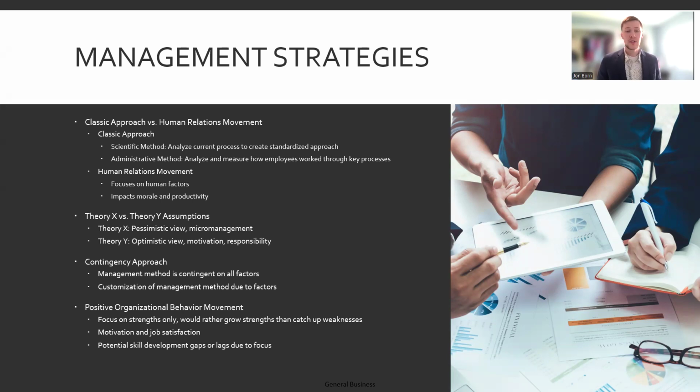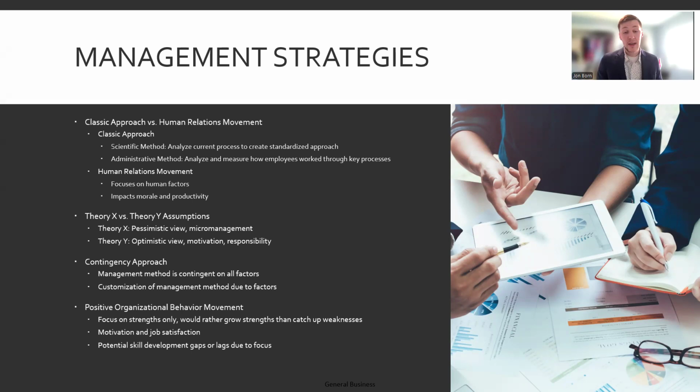However, the human relations movement focuses on the human factors. Those that have better morale, those that have a more positive attitude will have more productivity. The classic approach is more measurements and numbers versus the human factors in the human relations movement. Theory X is a very pessimistic view. That means micromanagement of employees. The employees don't want to be there. That's the assumption of the leader.